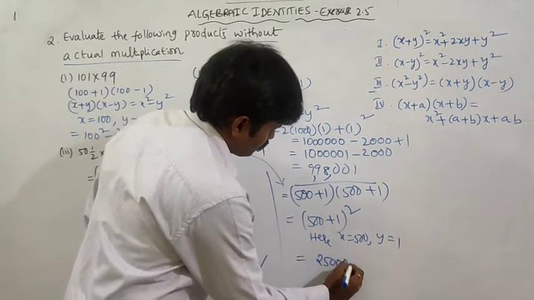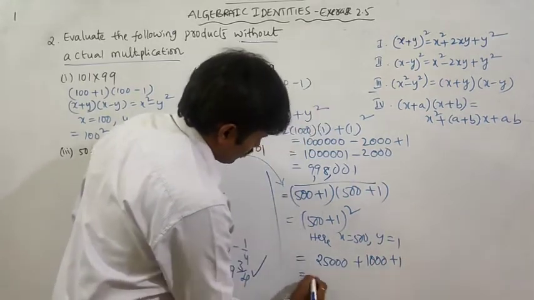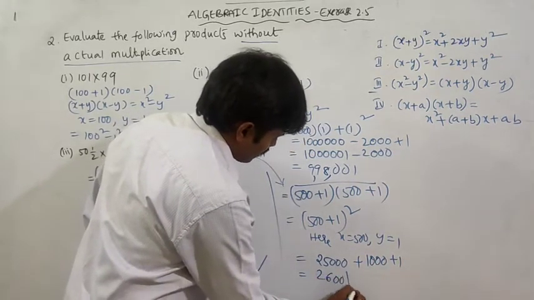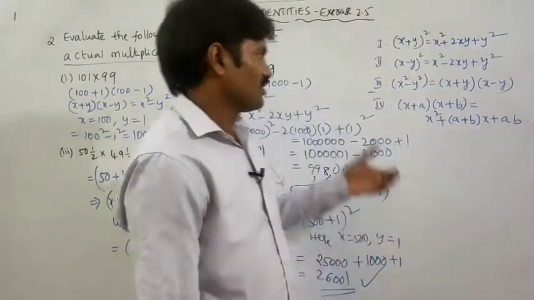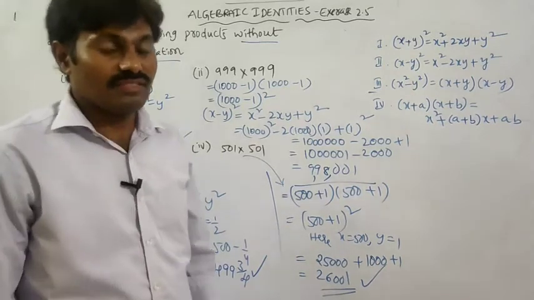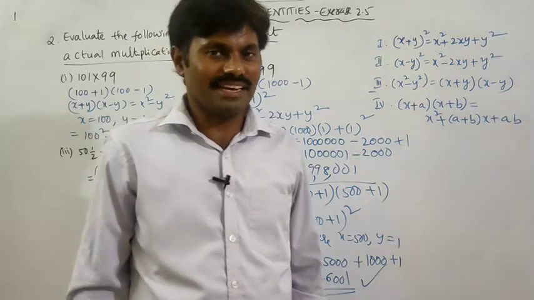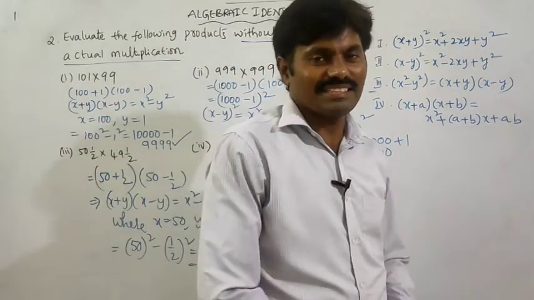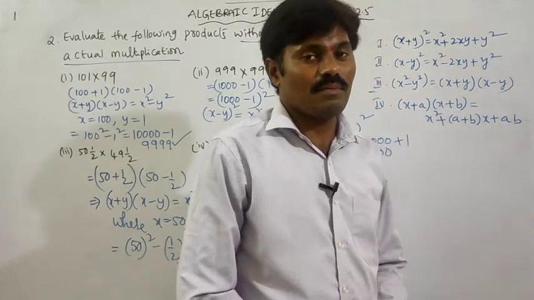25 4 zeros plus 1000 plus 1. So totally 26,001 is the answer. Okay, we complete it. So like this we can apply identities to find the product of the numbers also in some cases without actual multiplication. Whether these are easy or not, very easy, and you already learned these type of problems in 8th class itself.